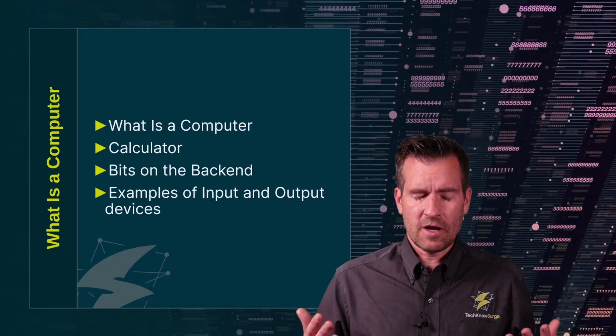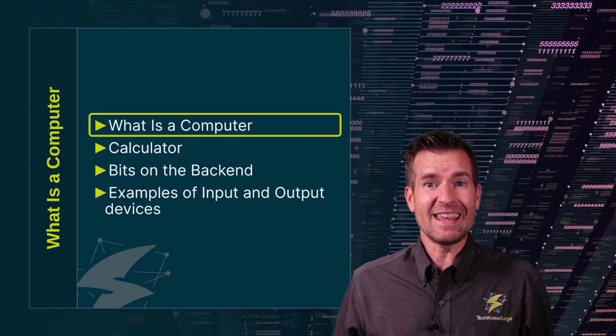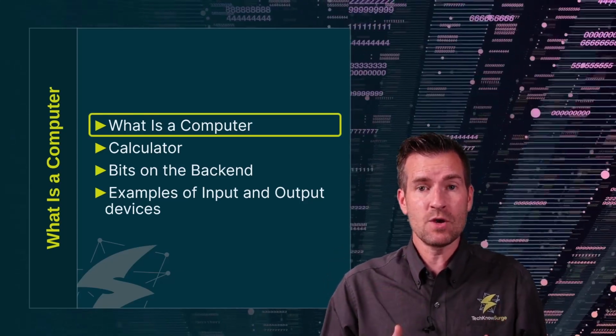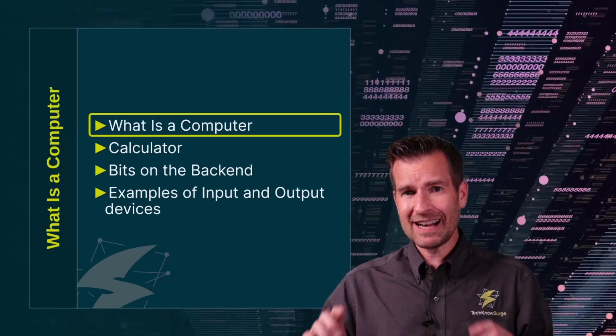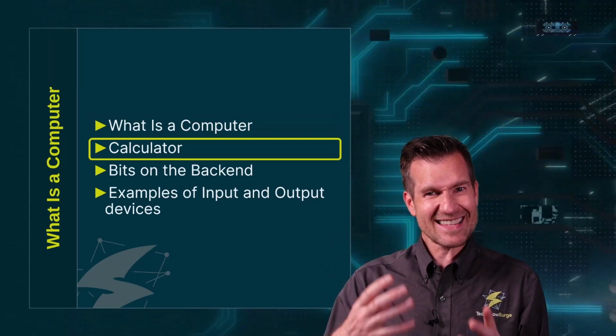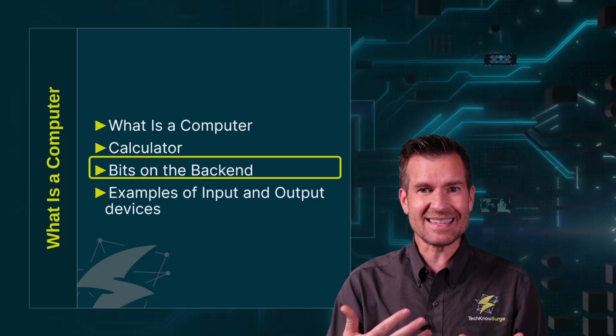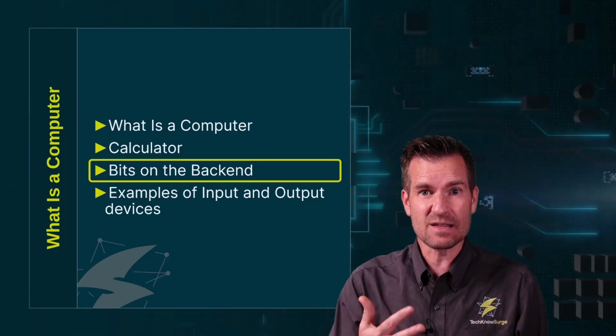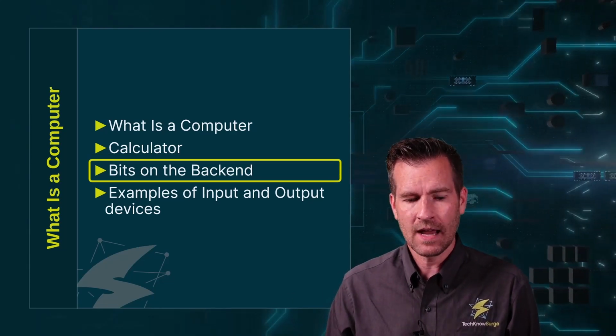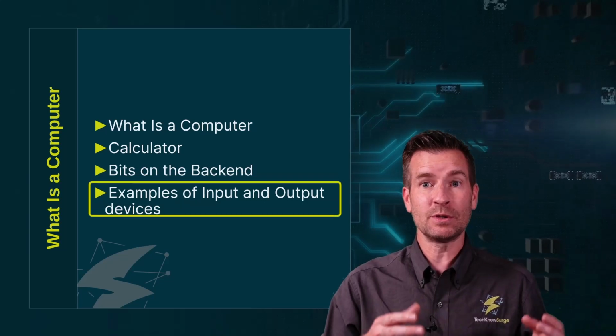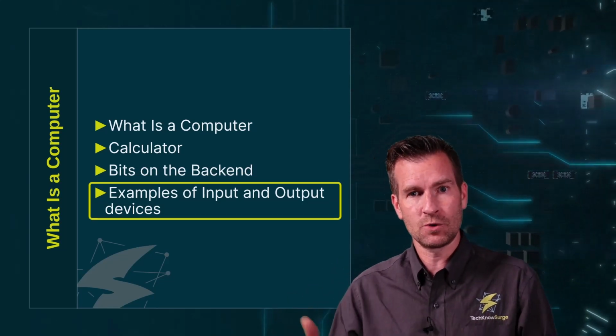We're going to kick this video off by defining what a computer is and the 4 functions that computers carry out. Then we're going to apply that to a calculator and see how a calculator works. We'll also get into some of the bits and how a calculator uses these bits to do the calculation. And then we'll talk about some examples of input and outputs to computers.